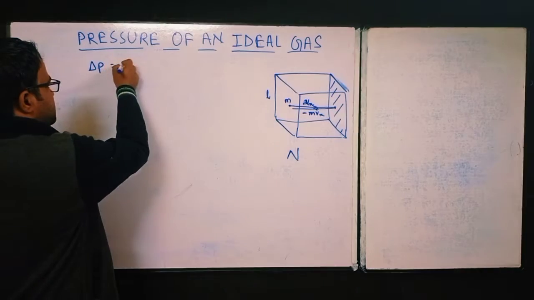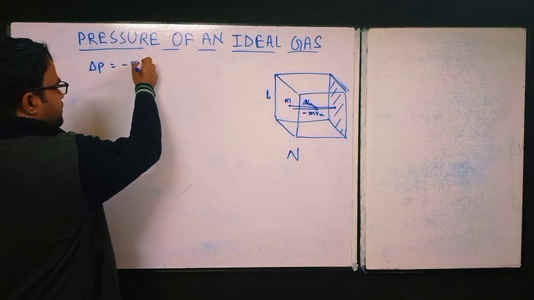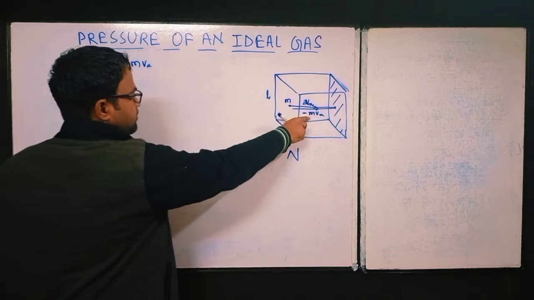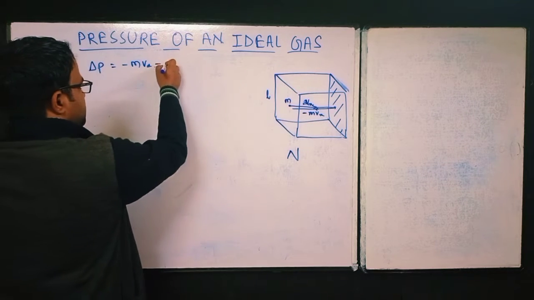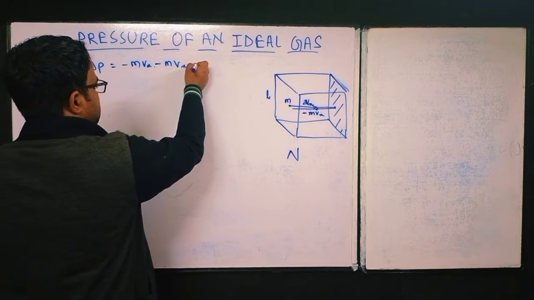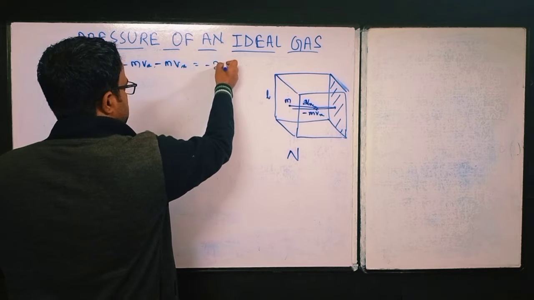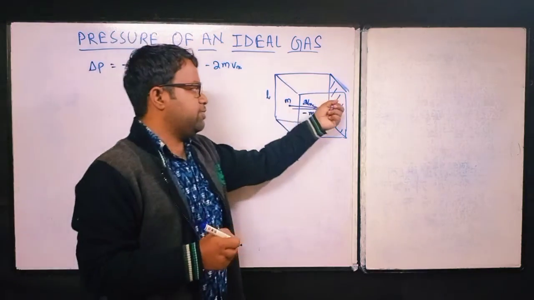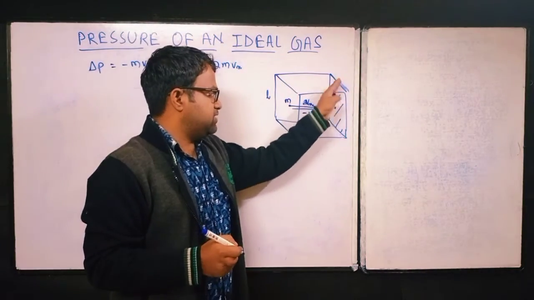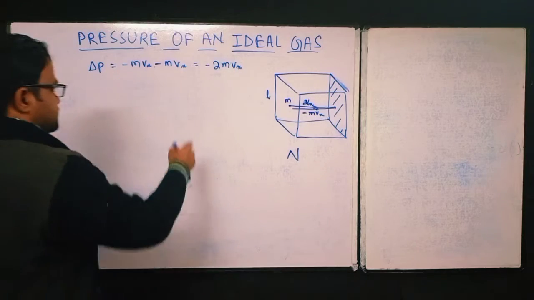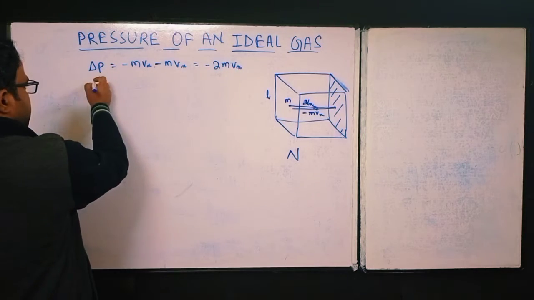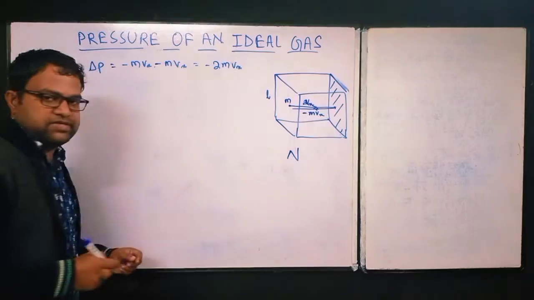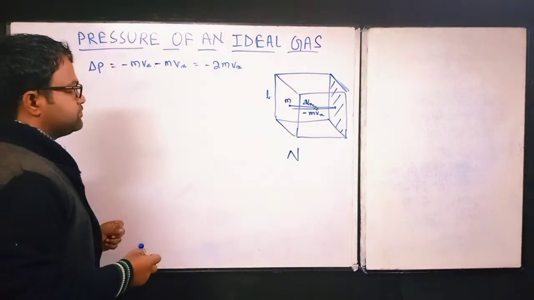Delta p is minus mvx, that is the final momentum, minus the initial momentum, that is mvx, so that is minus 2mvx. So the magnitude, the amount of momentum that is imparted to the wall, that is a positive quantity, so that will be 2mvx only, right?